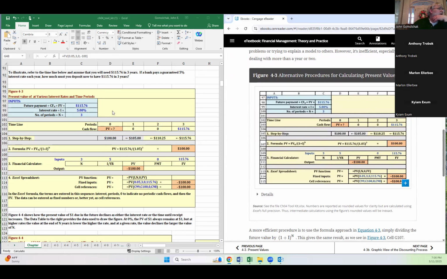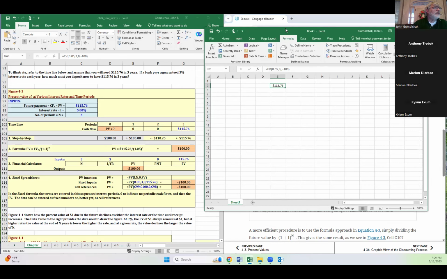All right, so I have the right thing up on the toolkit here. So future payment is $115.76. That's the future value. The interest rate we know of is 5%. We know our number of periods is 3. So you can go through the timeline if you like. You can go through the step-by-step. You can go through the formula. You can go through the financial calculator. I want to do the Excel spreadsheet. And I want to bring up my blank Excel spreadsheet because we're going to do it.